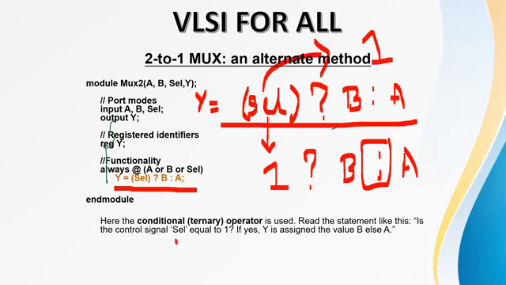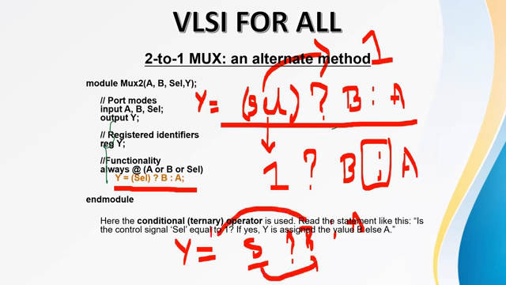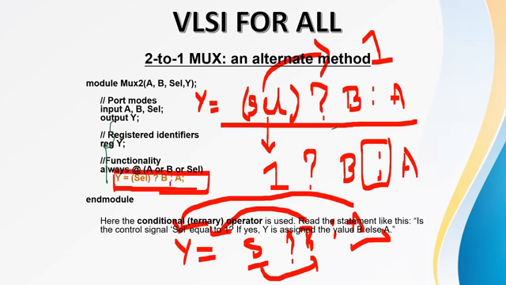So what I'm doing is Y is equal to select question mark B or A. It means if S is equal to 1, then you select B and assign it to Y. Or else, if S is equal to 0, you should assign A as the output to Y. That is what it is doing here. It is like an if-else condition, but we are writing it in a conditional operator way. It is also called a ternary operator.